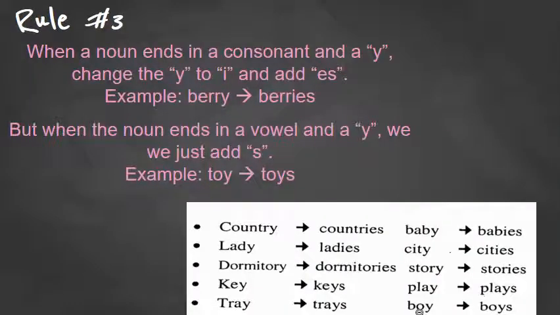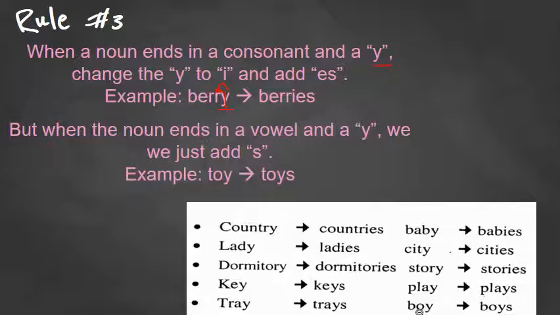The third rule says, as I explained before, when a noun ends in a consonant and y, with a consonant letter before the y, then I have to change the y to i, then add es. As in berry, berries. Berry ends with y. Before the y I have a consonant letter. So what should I do here? I cross out the y, I add i, then es.